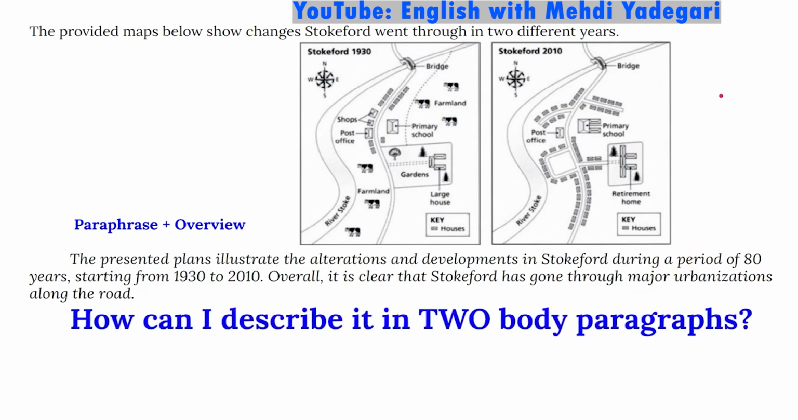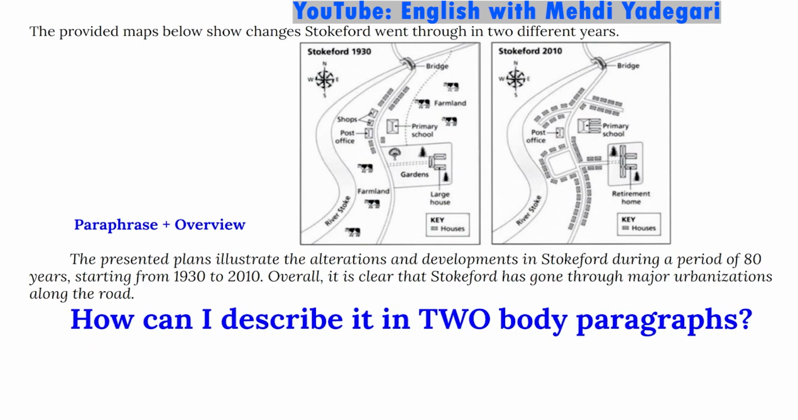After you're done with the whole paraphrasing and the overview, you have to ask yourself, how can I describe it in 2 body paragraphs? Because we have one introduction and 2 body paragraphs, and these 2 body paragraphs need to contain specific areas of the map.